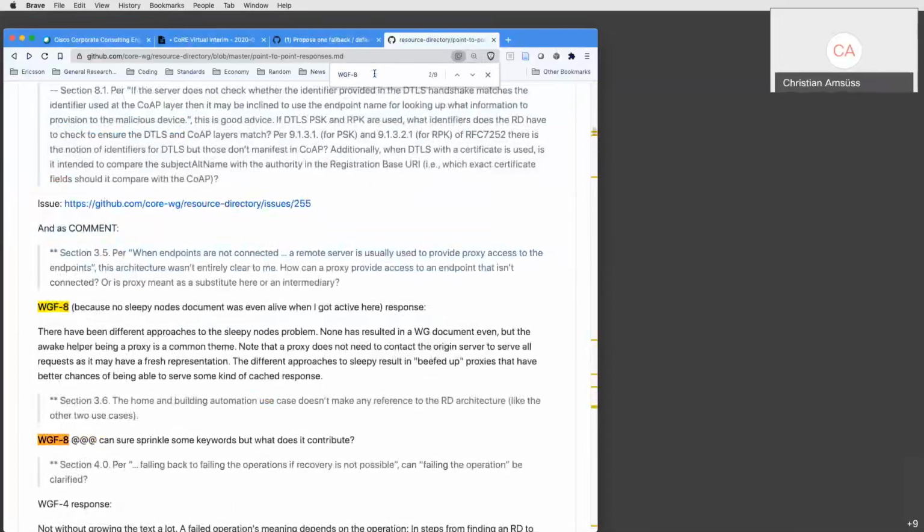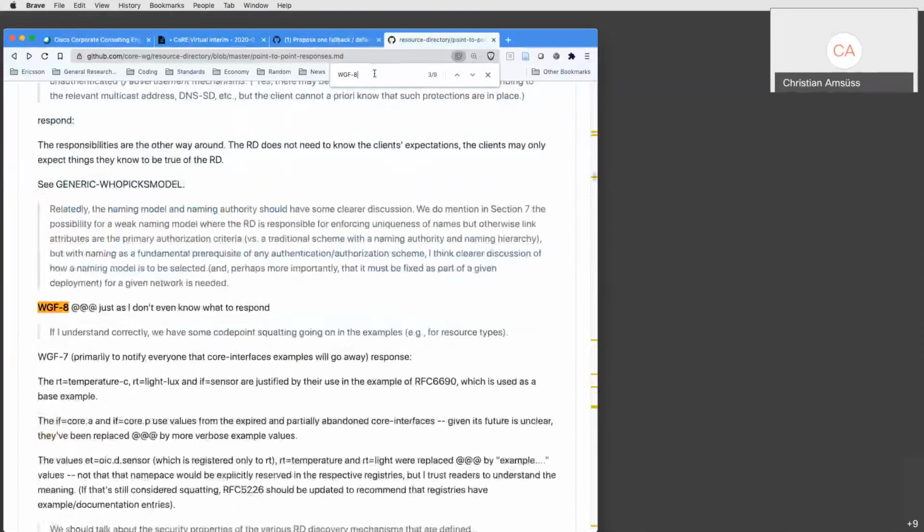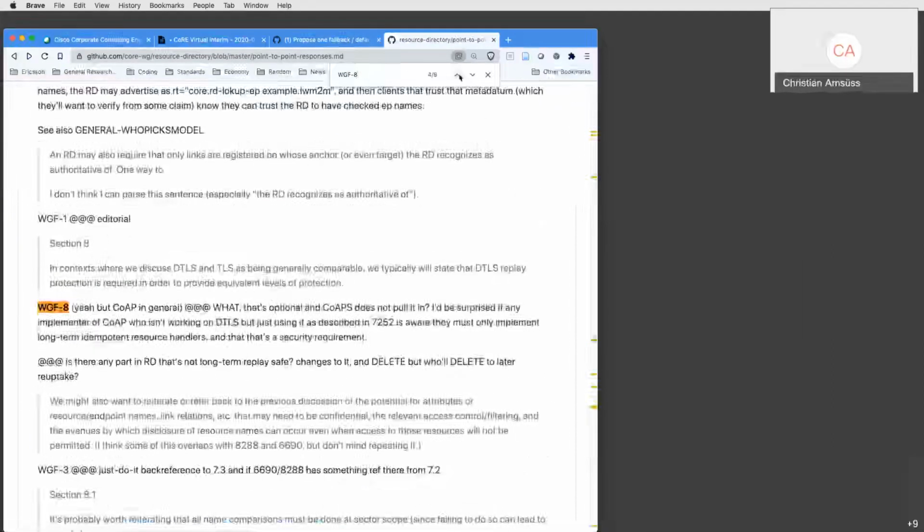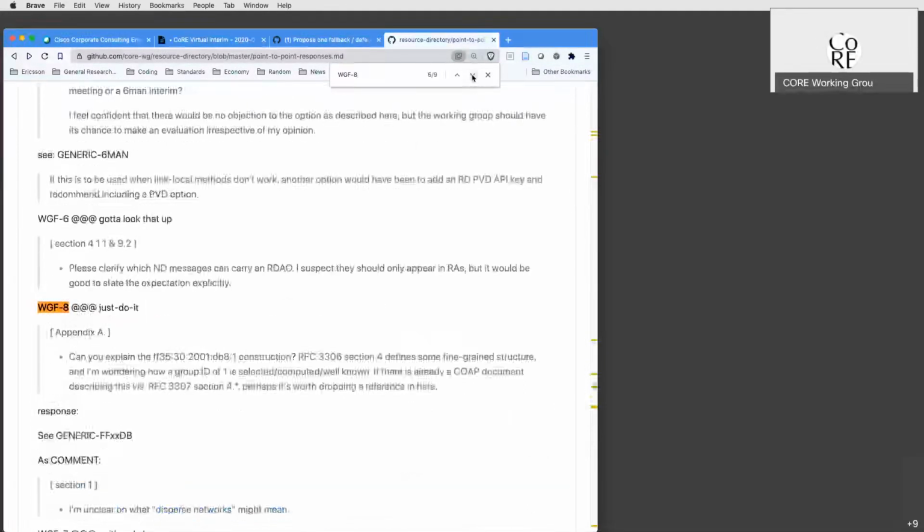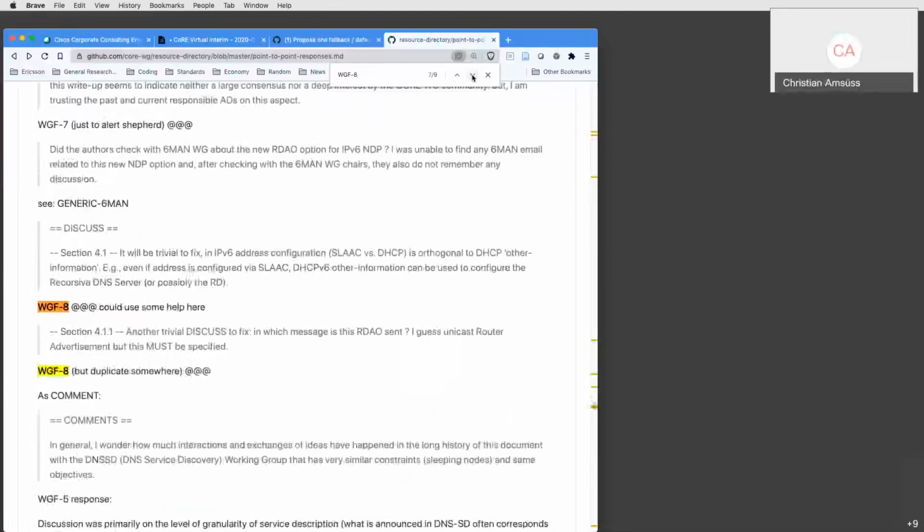Yep, the top one on sleepy nodes. Just pick any that hasn't been addressed before. No, sorry, just let me know which one. Pick any that hasn't been addressed before. Okay, I'll just go to the next in the row. Yeah, there you go. Okay.